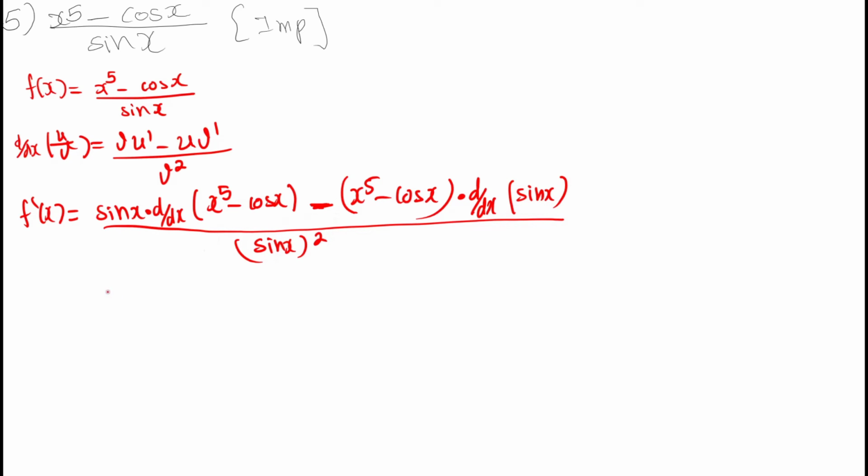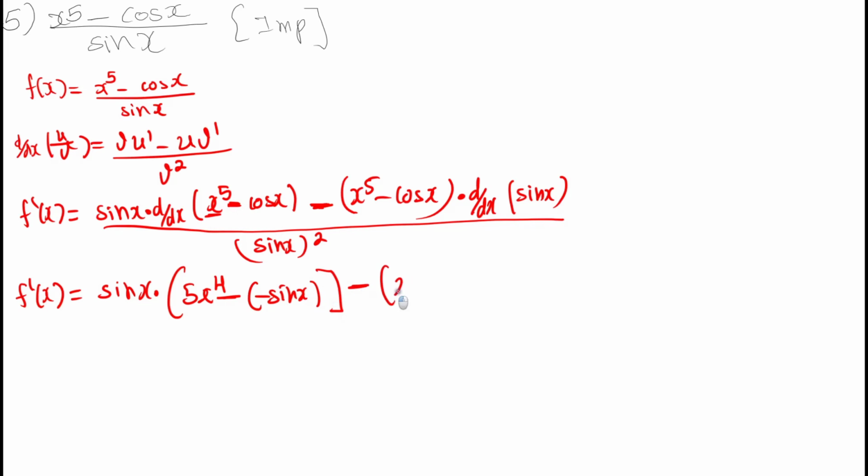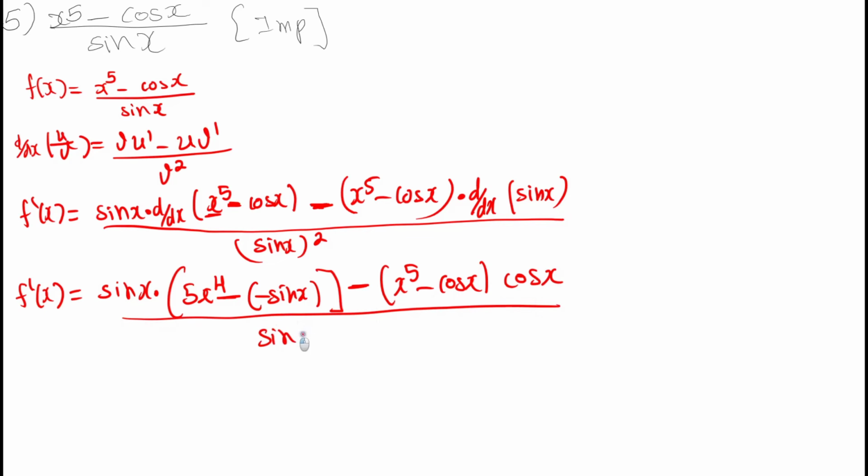Now just substitute the derivative, later if possible simplify, otherwise just substitute the derivative and leave the answer. So sin x into, see, derivative of x to the power 5 is 5 into x to the power 4, minus cos x is minus sin x, minus, then the given expression x to the power 5 minus cos x will remain the same, into d by dx of sin x, which is equal to cos x, divided by sin x whole square.